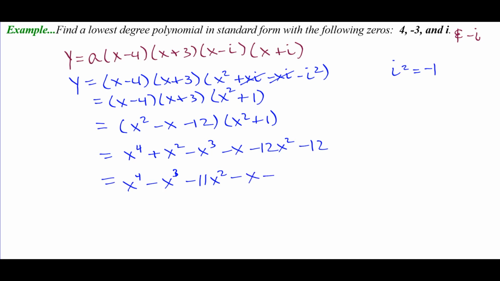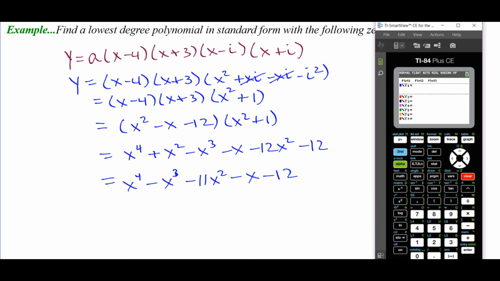Minus x, and then minus 12. Again, I'm going to use my calculator to double check my answer here. So I'm going to put in my equation, x to the 4th minus x cubed minus 11x squared minus x and minus 12.